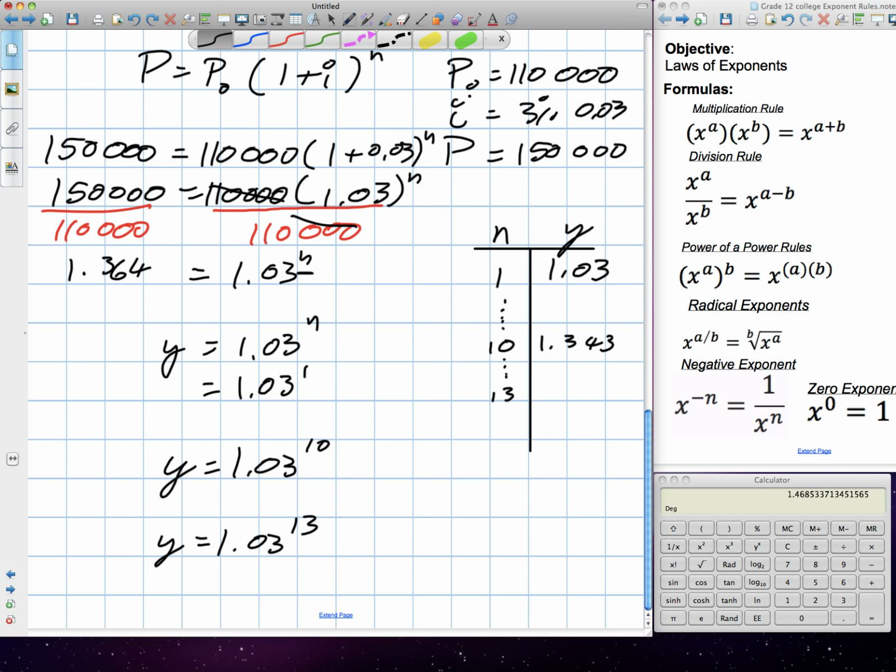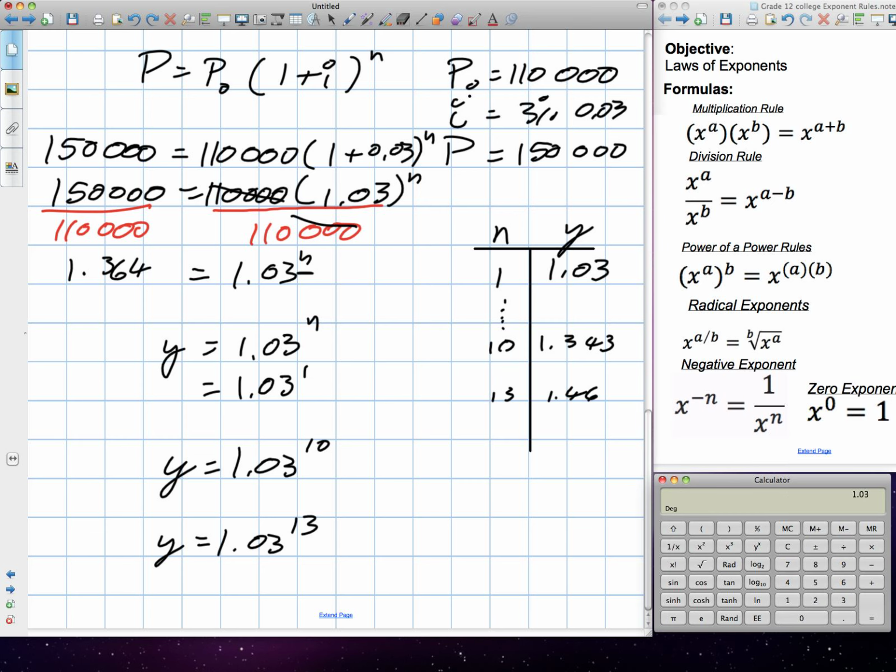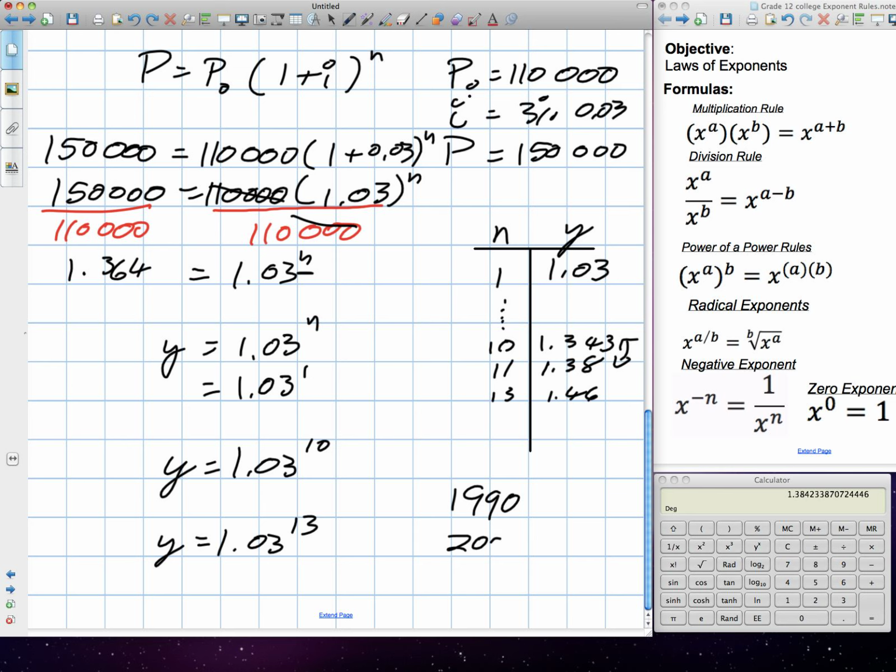So in between, we discovered that 1.03 to the power of 11 gave us a number that was too high all of a sudden. So this is how I want you to answer this question. We know that somewhere in between 10 and 11 years from 1990, the population reaches 150,000. So from 1990, that's where we started. Between 10 and 11 years, 10 years from then will be 2000. And 11 years will be 2001.